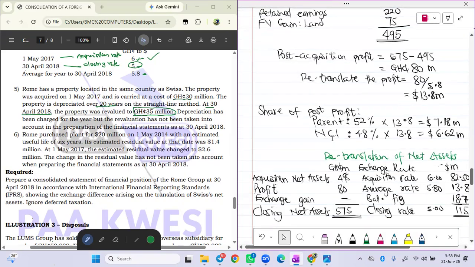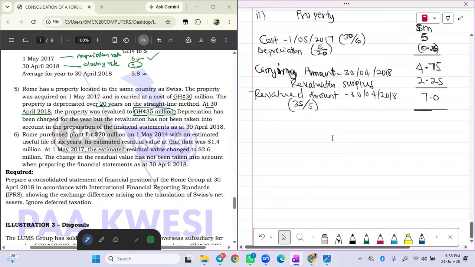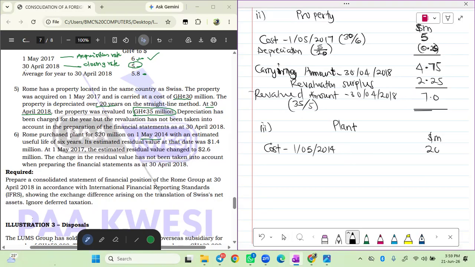Additional information 5, PPE. So now we move on to the plant. The parent purchased an additional item called plant. This one, we want it in dollars. It was purchased on 1st May 2014. The cost was 20 million, and the 20 million was in dollars already.